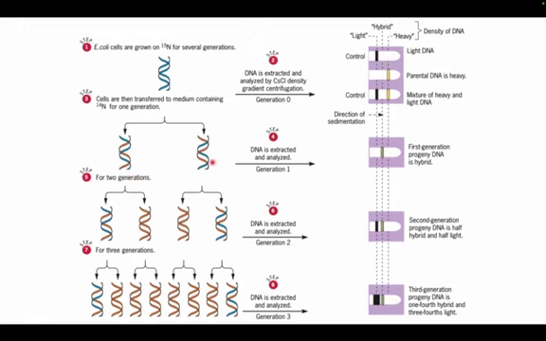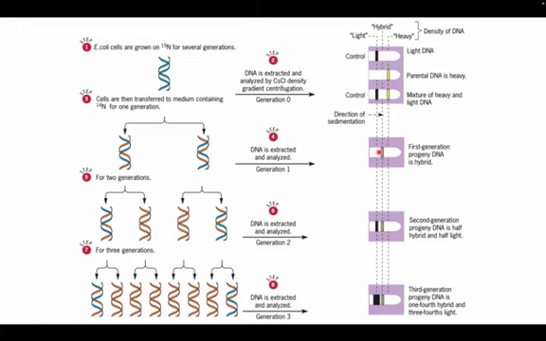So when we extract this DNA and run it in a density gradient centrifugation, we don't get a pattern like this. Instead, we get a band which is midway between these two bands, right? Which means that the DNA that we have gotten is a mixture of 14N and 15N.